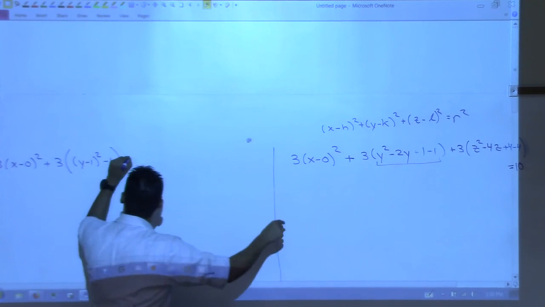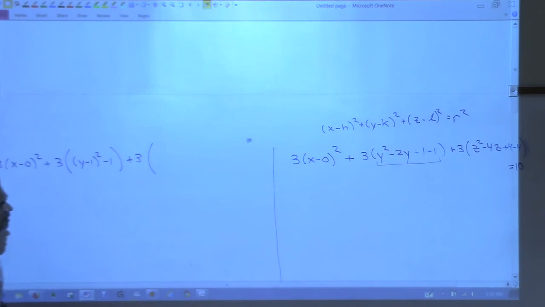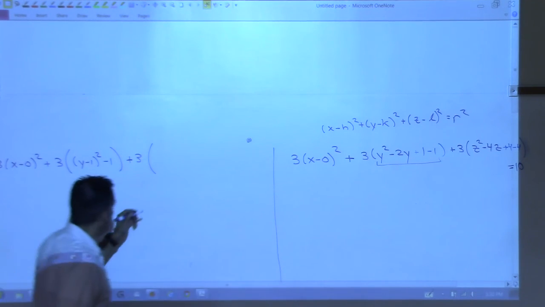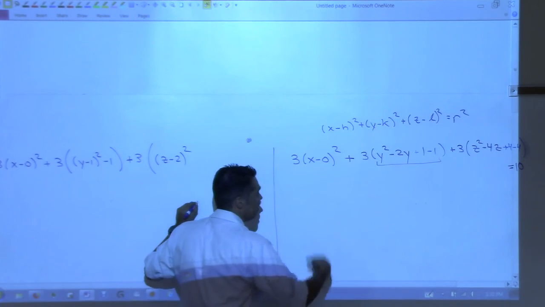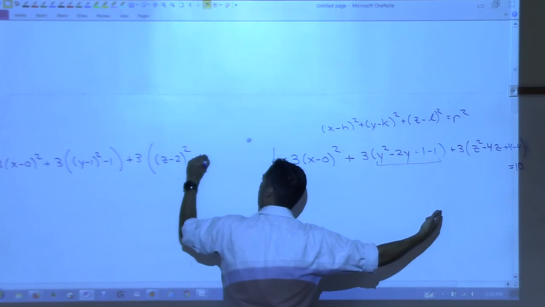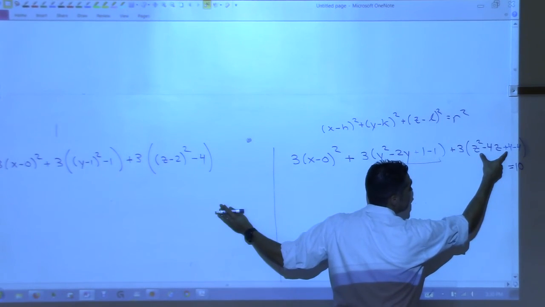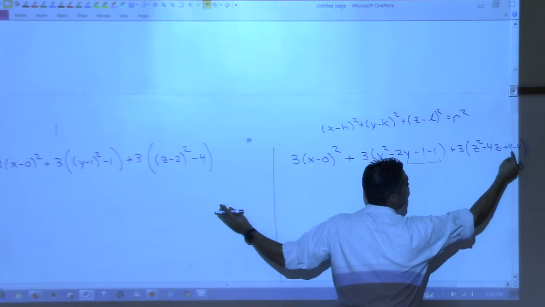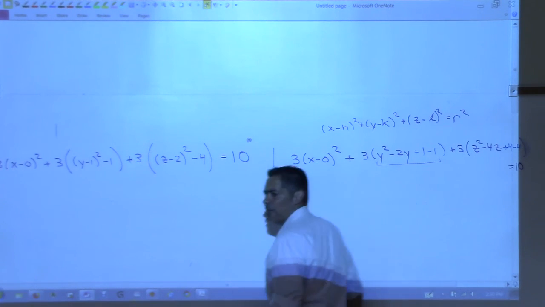And then we have plus 3, and then what about inside that other parenthesis with a z? Z minus 2, that quantity squared. And I still have on the outside minus 4, right? So these three right here became z minus 2, that quantity squared. Then I still have minus 4. Then I have equals 10. Are y'all following that?